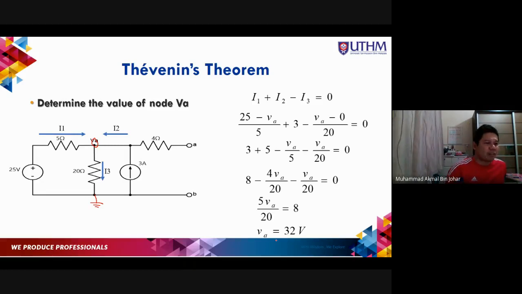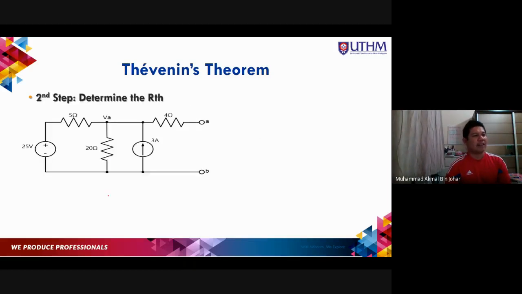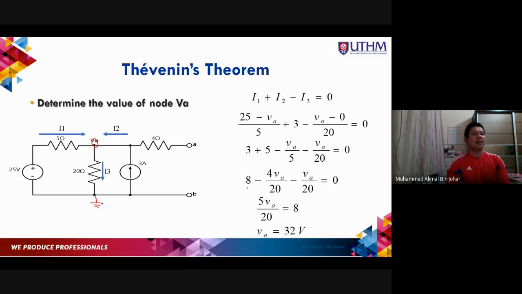Lebih besar daripada masuk asal tu. Asal 25 volt je kat sini. Tapi sebab ada bantuan padu daripada 3 ampere tadi, rupa-rupanya VA sekarang adalah 32 volt. Bukan voltage drop yang ada kat sini, tapi sokongan daripada 3 ampere menyebabkan point VA sekarang telah menjadi 32 volt. So 32 volt. VA kepada I3. So, we can say that the V Thevenin adalah 32 volt.